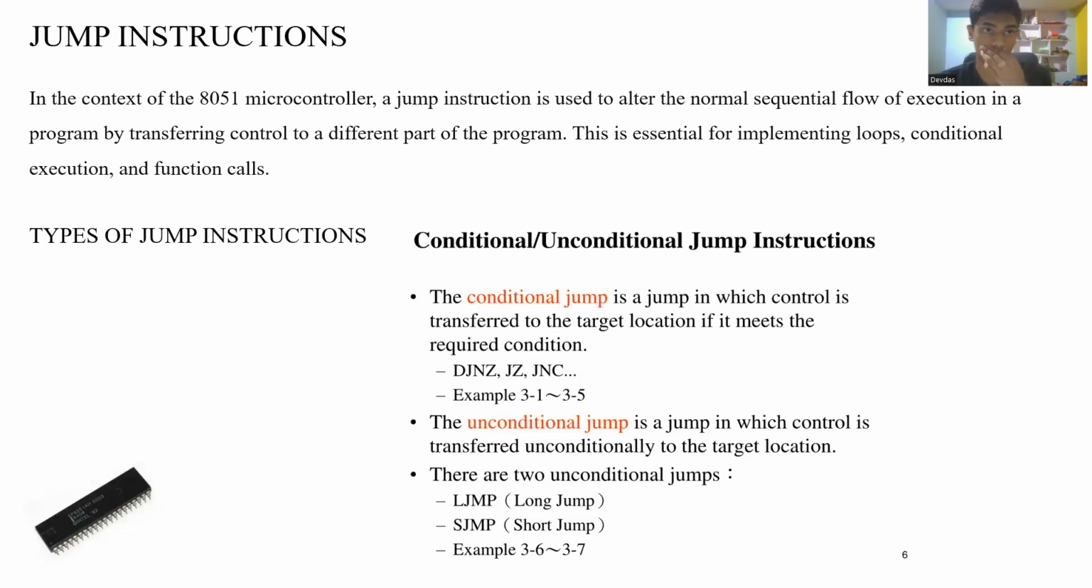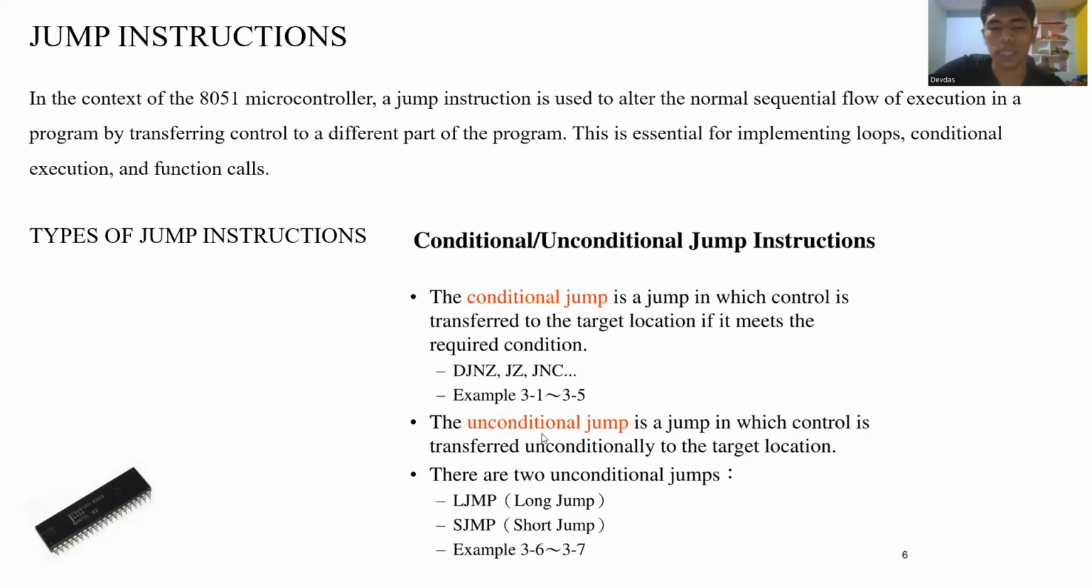So there are two types of jump instructions. One is conditional and the other one is unconditional. The conditional jump is a jump in which control is transferred to the target location if it meets the required condition. And the unconditional jump is a jump in which control is transferred unconditionally to the target location. There are two types of unconditional jumps: long jump and short jump. So we'll first go through the types of unconditional jumps.